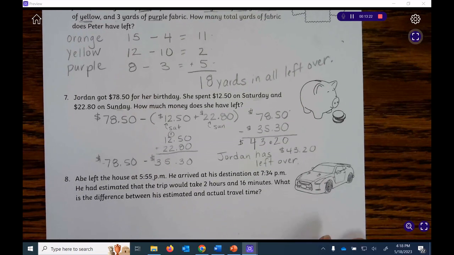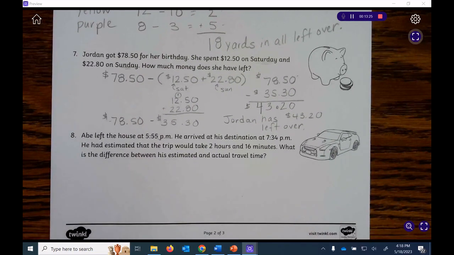All right, we're moving along here. Question number 8. Abe left the house at 5:55 p.m. He arrived at his destination at 7:34 p.m. He had estimated that the trip would take 2 hours and 16 minutes. What is the difference between his estimated and actual travel time? All right, this one's a good one. Pause the video, solve the problem, unpause the video, and check your answer.